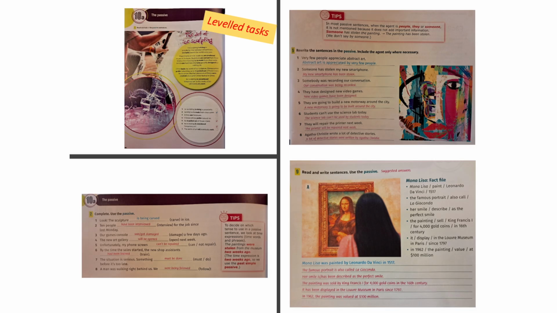The medium task comes in number 5. Rewrite the sentences in the passive, include the agent only when necessary. So here they have to think and decide where to use the agent and where it isn't necessary. And the extra hot task is the last one, read and write sentences, and they're given a painting, and they have to write sentences about the painting. So they have to produce the sentences themselves.